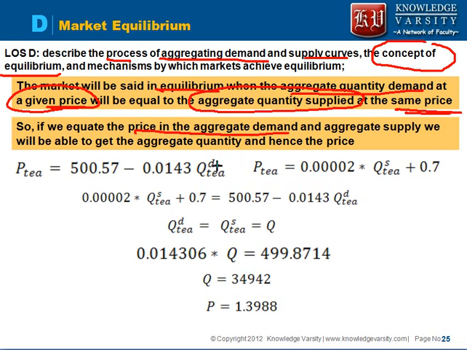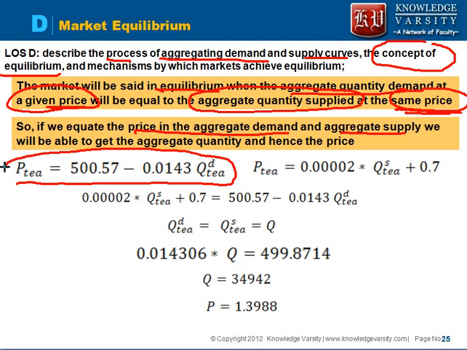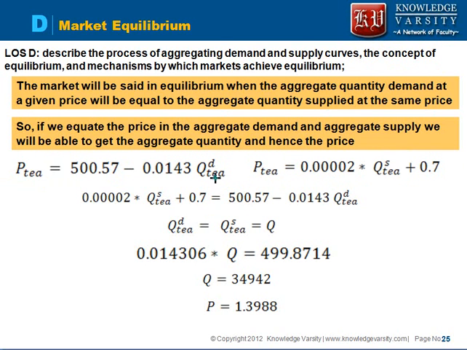We need to equate the price in the aggregate demand and the aggregate supply. So the price that you have in the aggregate demand should be equal to the price you have in the aggregate supply, because at the given price you have the same price. So we have this as the demand function, and we have this as the supply function. Price of T is equal to this, and price of T is equal to this. Please note that this is the quantity supplied. Here you have the quantity demanded.